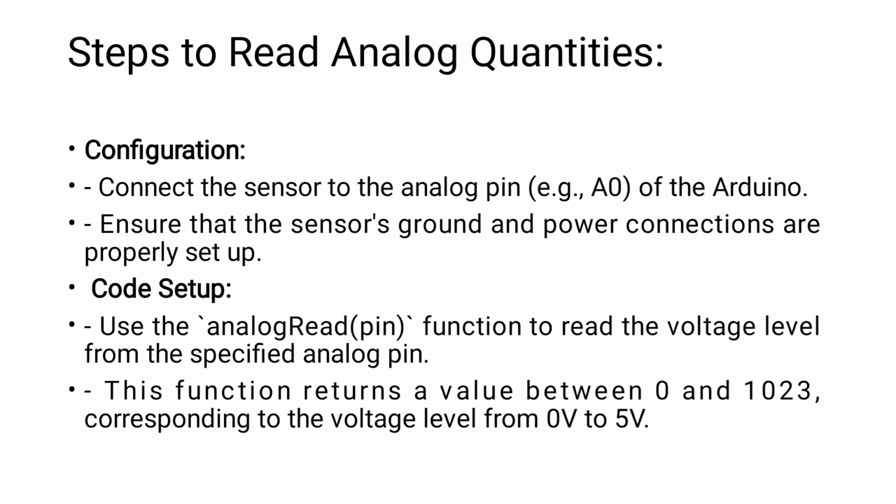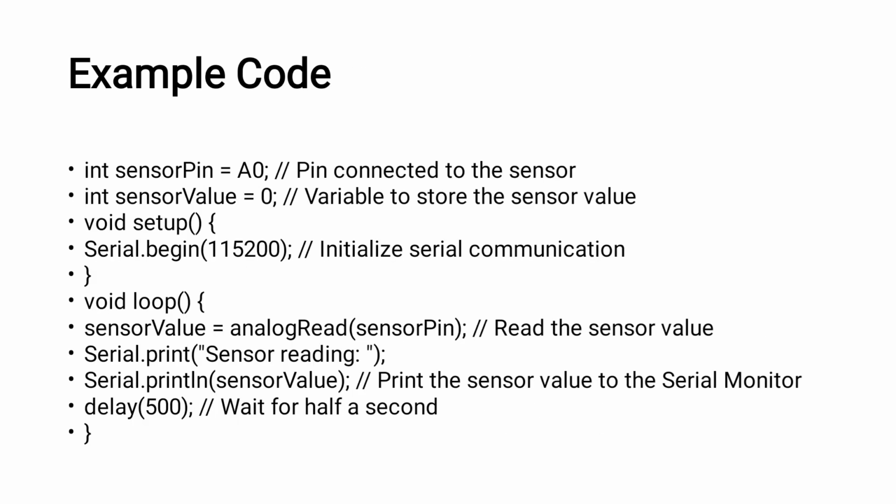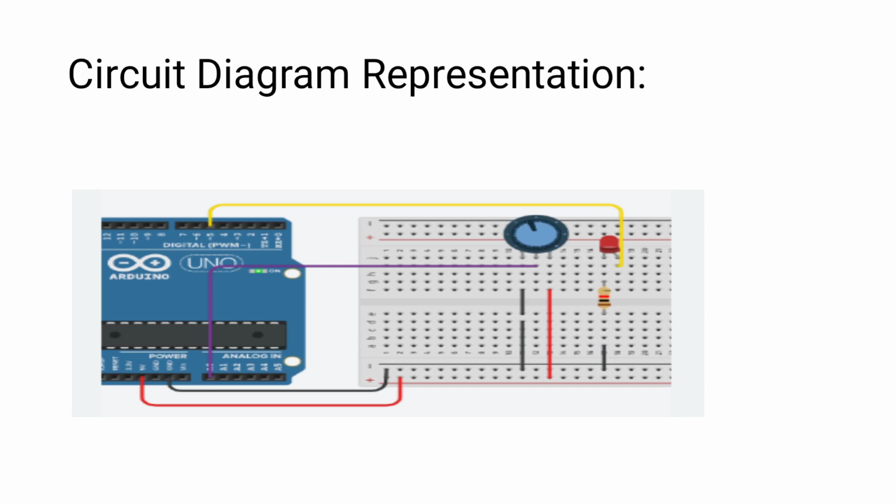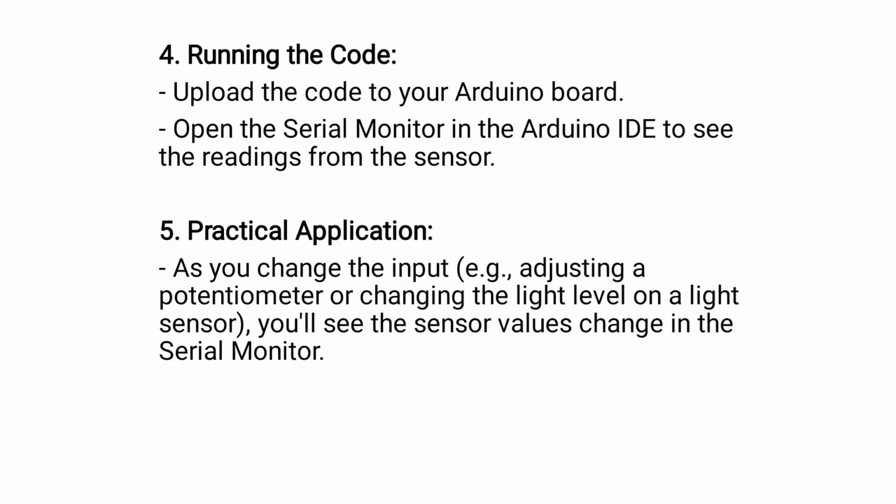Steps to read: you have to configure, then you have to set the code. The function returns a value between 0 and 1023 for the range 0 to 5 volt. Input sensor pin 0, value 0, void setup Serial.begin 115200. In a similar way you can use sensor value analogRead sensor pin, Serial.print, delay. So it will print the value. This is one example code of how the analog pin can be connected to a device. By varying the potentiometer, the LED brightness can be varied.